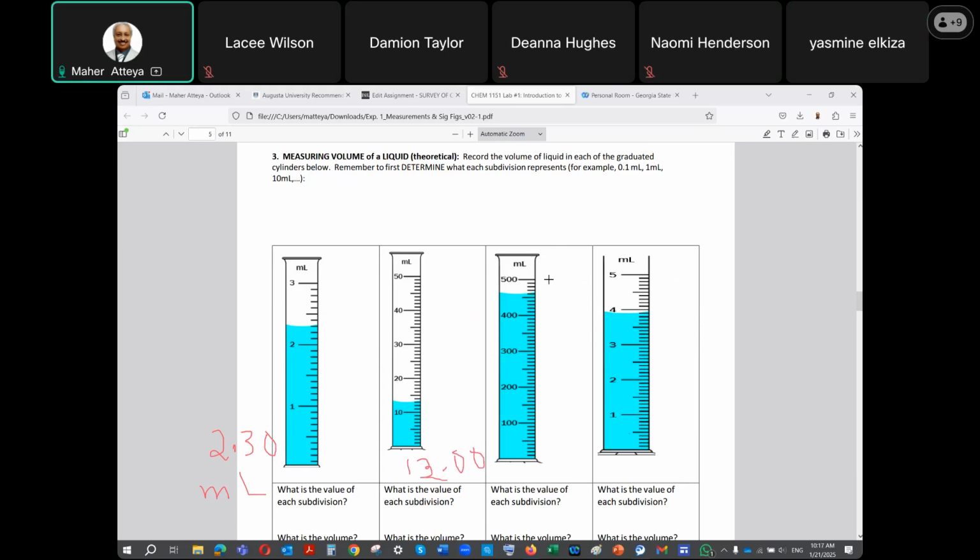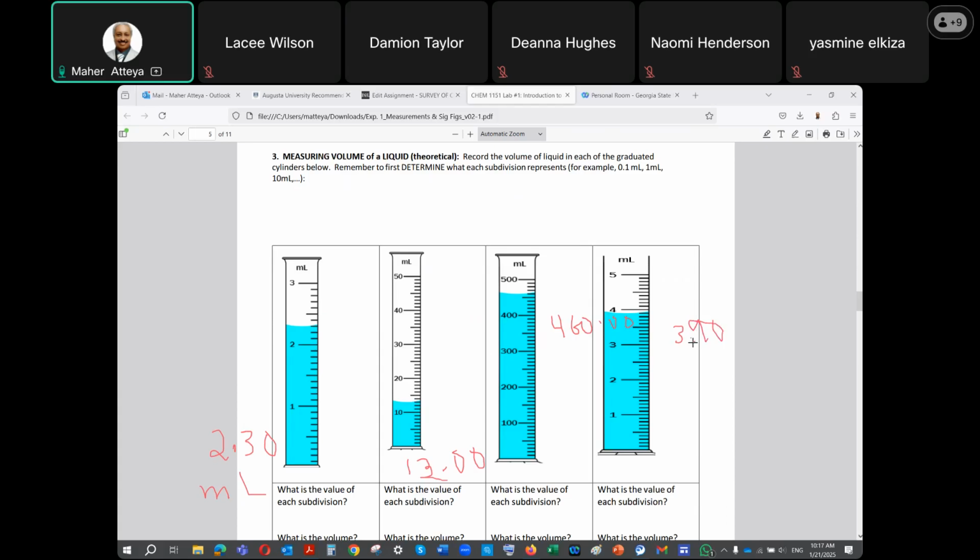How about here? 400, 500. So each one is how much? 10. 50. Correct. 60. So how much is this one here? 460.00 milliliters. That's correct. How about the last one? 3.90 milliliters. Okay, so 2 digits after the decimal.